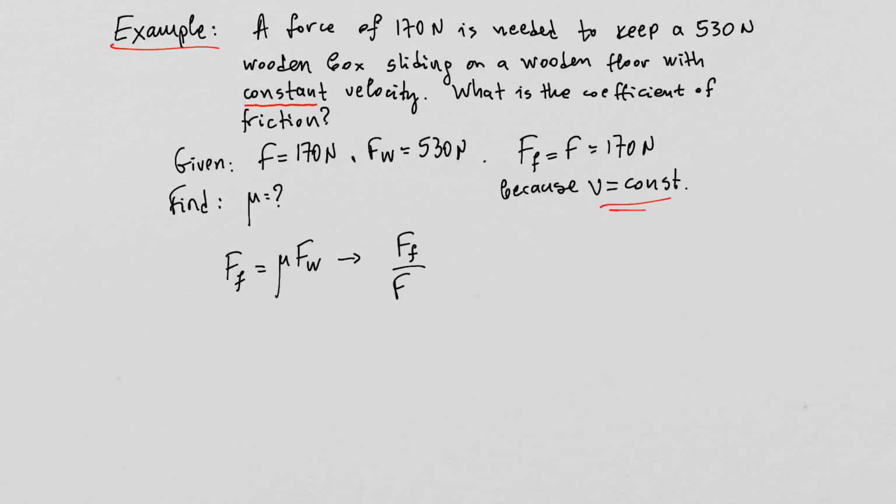So the force of friction divided by the weight is equal to the coefficient of friction. Now I can plug in the numbers to calculate the result. So that is 170 newtons divided by 530 newtons, and this is equal to 0.32. And as I pointed out earlier, the coefficient of friction is just a number, it has no units. Another thing that I must say is that the coefficient of friction is always less than 1. If you get a value that's more than 1, that means that you've miscalculated. So mu is always less than 1.